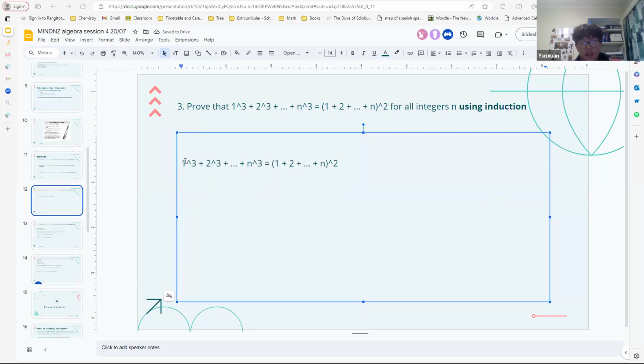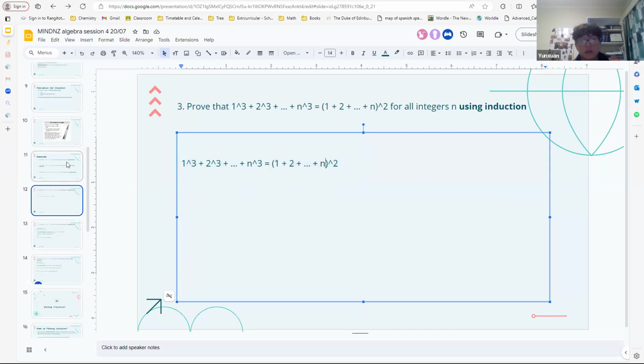So when you first look at this, it looks very complex, right? Because we've got the sum of cubes on one side, and we've got the sum of consecutive numbers on the other side, which just makes a lot of terms. So it's very hard to work with.